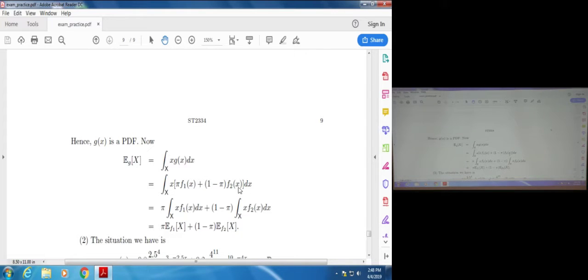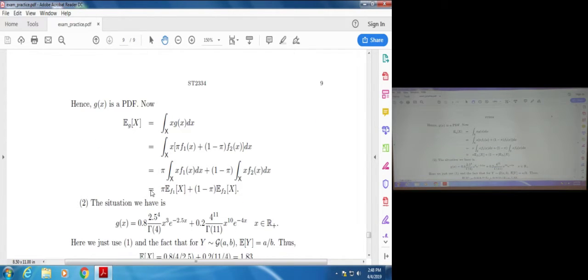Now this is a linear operator, so I can split up these two integrals: the integral of the sum is the sum of the integrals, and I take out pi and 1 minus pi. So here this is x f1, this is x f2. By definition this is the expectation of f1 of x, and this is the expectation of f2 of x, and this is the formula that you wanted to derive. Sorry, I forgot to say that.